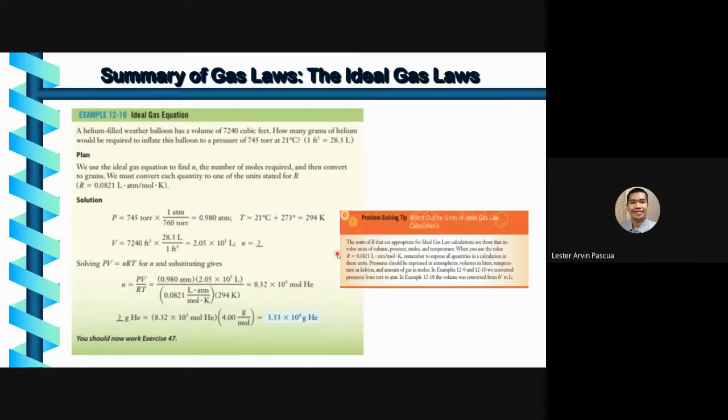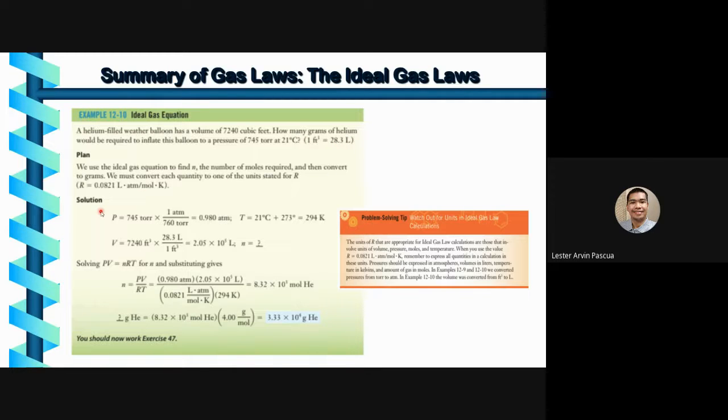Okay. So, ito naman, this is just an example of using the ideal gas law. So a helium-filled weather balloon has a volume of 7,240 cubic feet. How many grams of helium would be required to inflate this balloon to a pressure of 745 torr at 21 degrees Celsius? Okay. So cubic feet is equivalent, 1 cubic feet is equivalent daw to 28.3 liters.